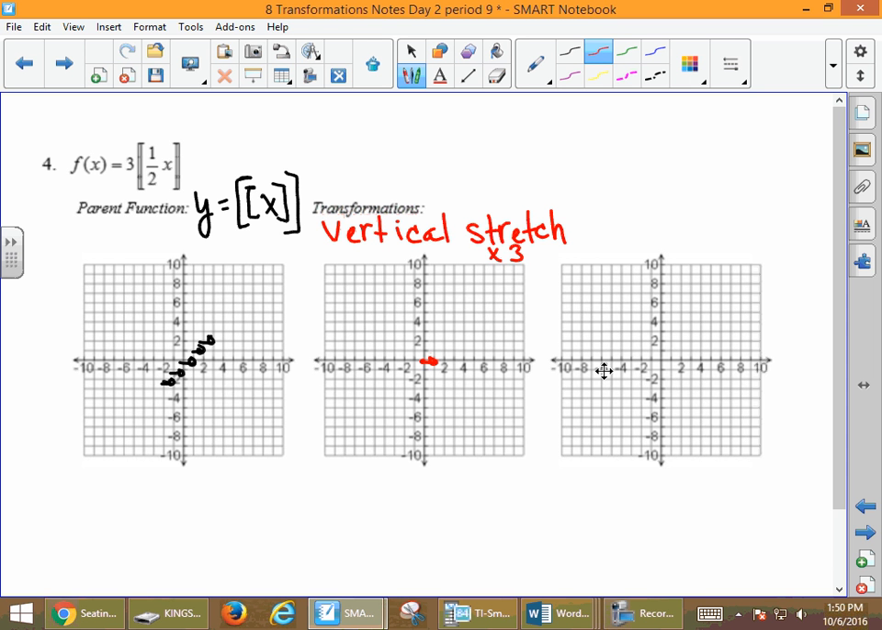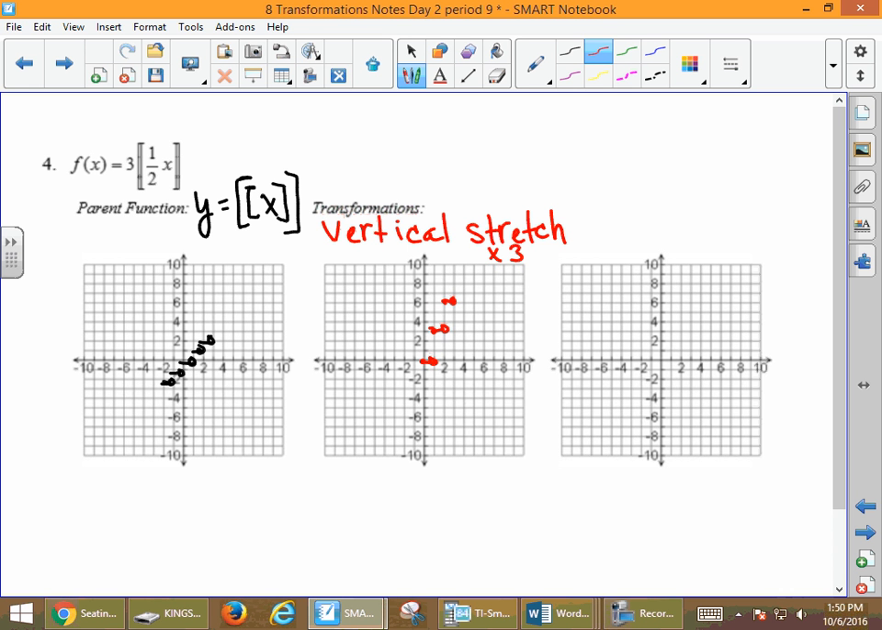We have a step at 1. 1 times 3 is 3. So we're going to have a stair step here. And then our stair step that's at 2 from our parent function, 3 times 2 is 6. There's going to be a distance again of 3 in between there. And again, that's supposed to be an open circle on the right side.